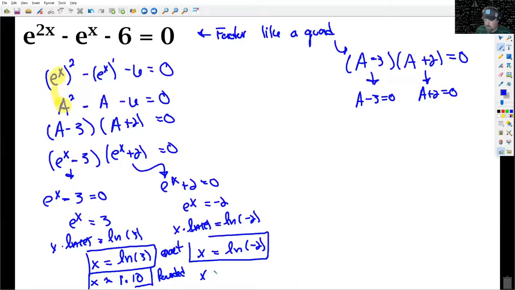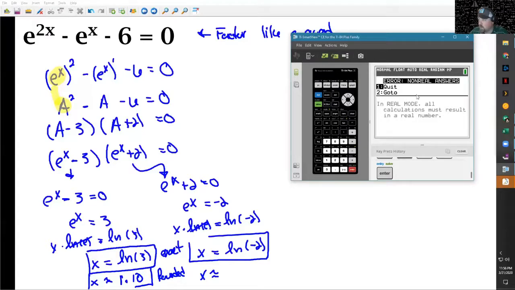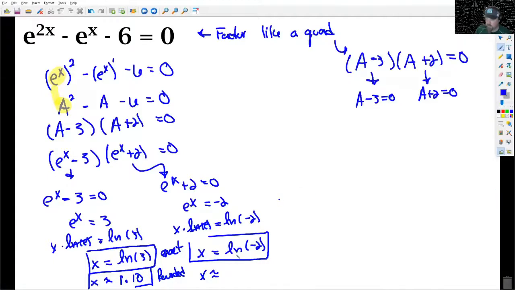So x is about equal to, let's plug this one in and see what happens, because this one's different. So natural log of negative 2, we hit enter, and what do we get? Oh no. In real mode, all calculations must result in real numbers, non-real answers, because there's no answer. We cannot plug negatives into logs. We have to remember that. So this is actually not part of the answer set.